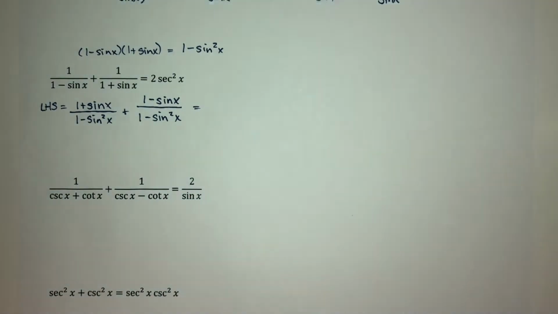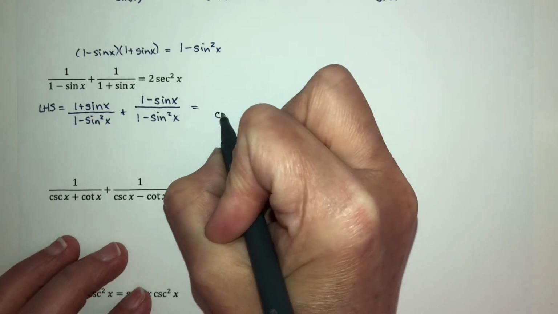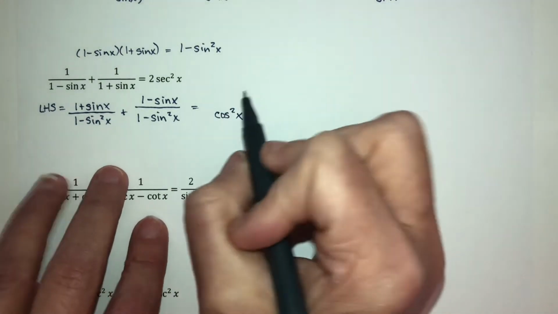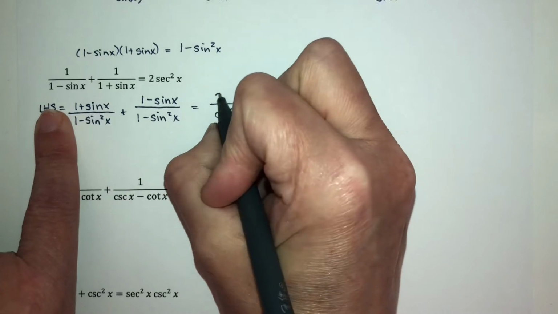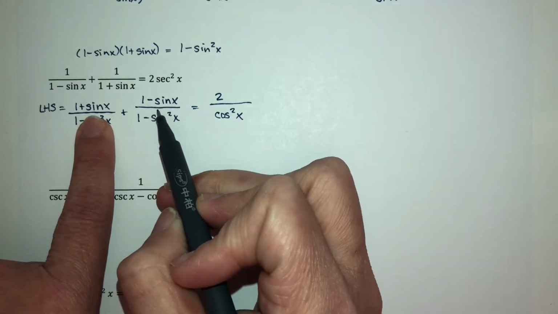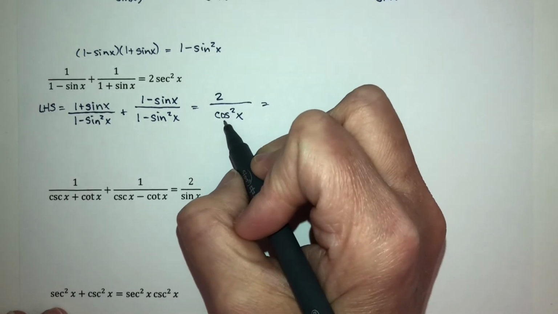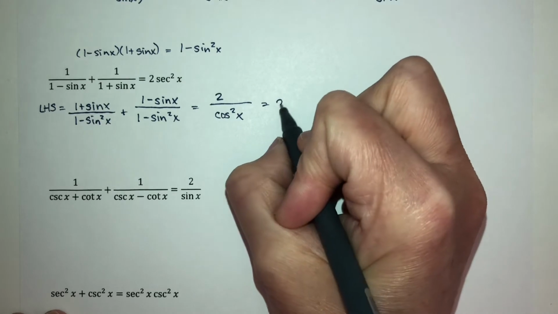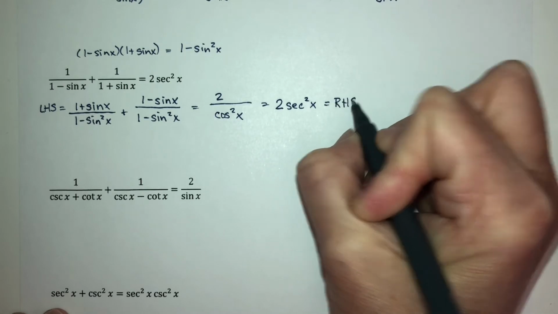Okay. Now, what is 1 minus sine squared of x? This is one of our Pythagorean identities. 1 minus sine squared of x would be cosine squared of x. Okay, so that is my new denominator. And what do I have up here? I have 1 plus 1, which is 2. Sine x minus sine x, that cancels out. So I have 2 over cosine squared of x. And I can rewrite a cosine in the bottom as a secant. So this is the same thing as 2 times secant squared of x, which is the right-hand side.